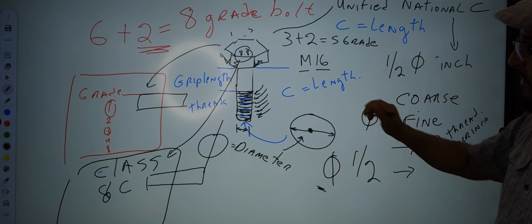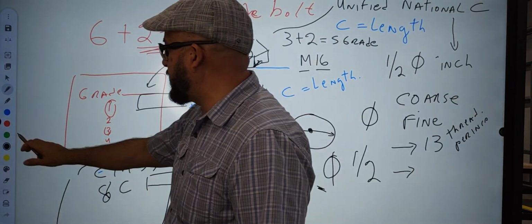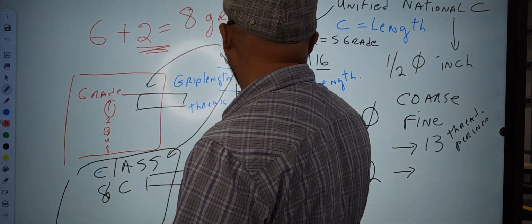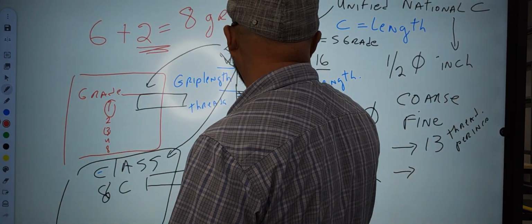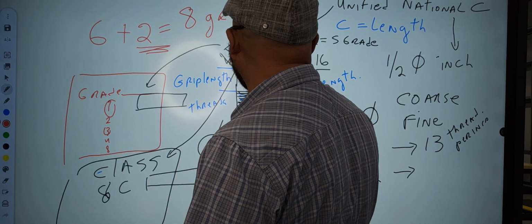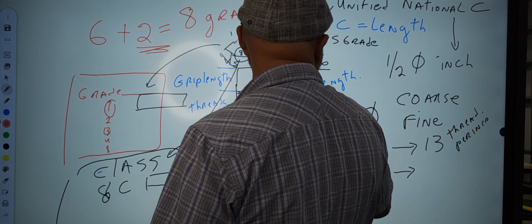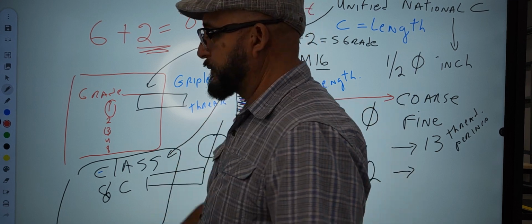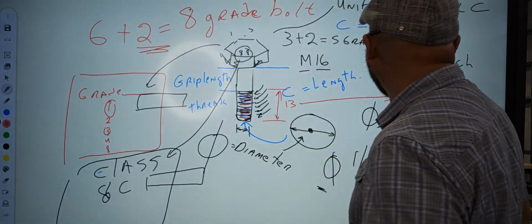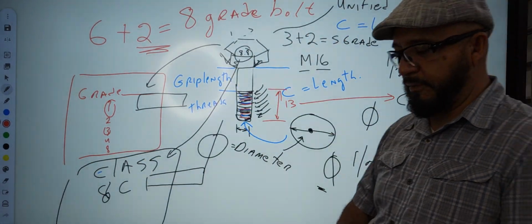That means if you were to put a measuring device right here, you will measure 13 of these little threads if it's the coarse type. The other one's either 15 or 18. Let's check.